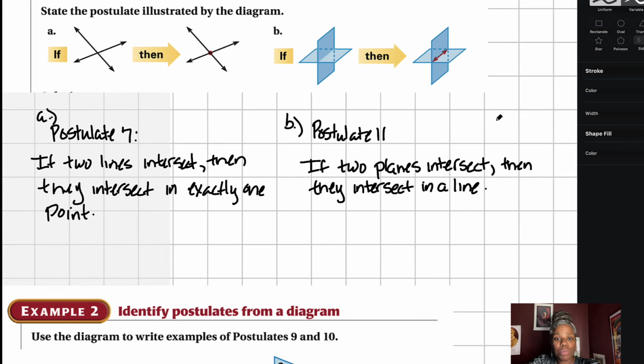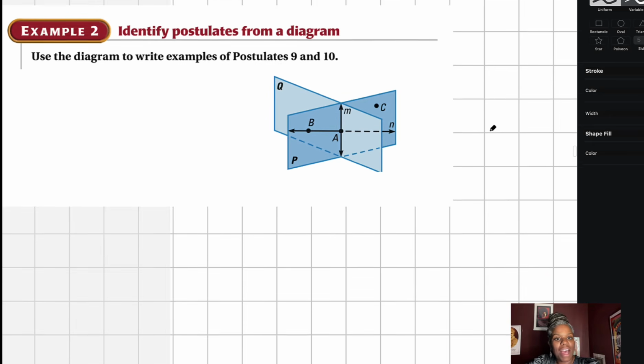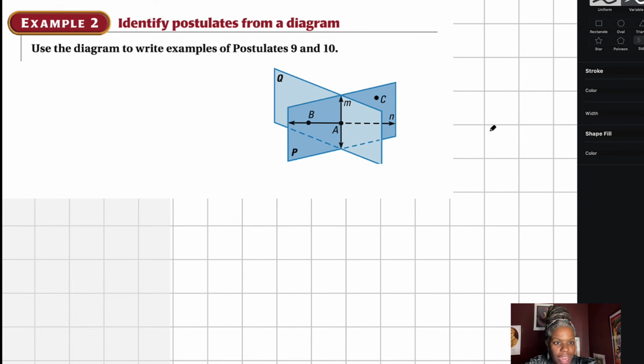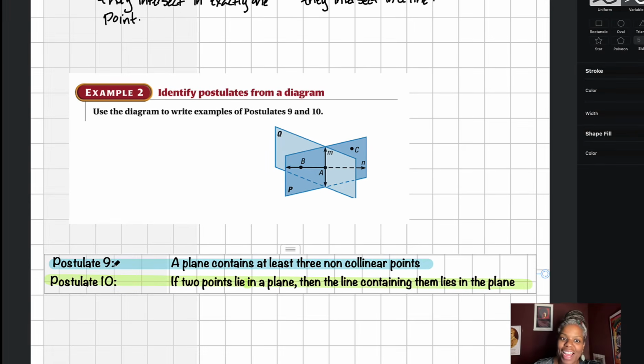Let's go on to example 2, y'all. Identify postulate from the diagram. Use the diagram to write examples of postulate 9 and 10. All right, let's go ahead and refresh our memory about what 9 and 10 are. So I grabbed postulates 9 and 10 so we can talk about this.